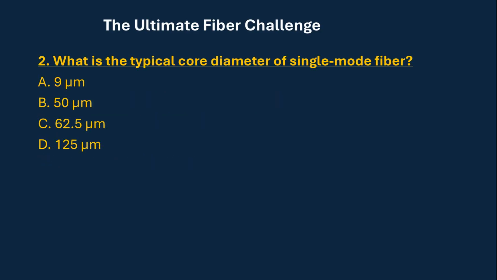2. What is the typical core diameter of single-mode fiber? A. 9 microns. B. 50 microns. C. 62.5 microns. D. 125 microns. The correct answer is A. The core size of a single-mode fiber ranges from about 8 to 10 microns.